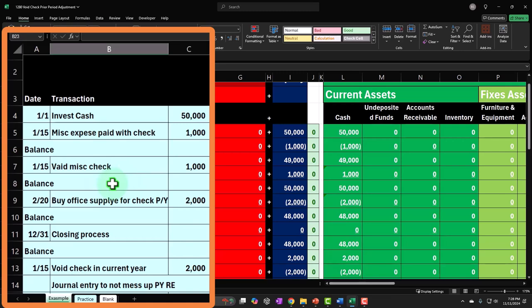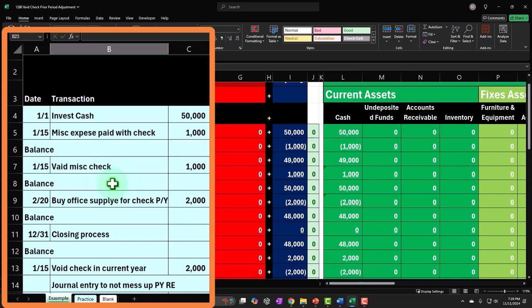And if that is the case, and we closed out the income statement in the prior period, typically month or year, then if we void it, it's going to mess up the retained earnings because we're going to make a prior period adjustment, which has already been closed out. So that's another thing that we'll kind of keep in mind.